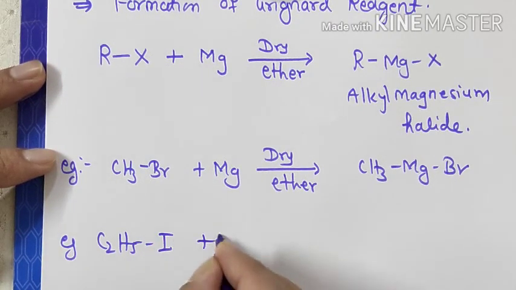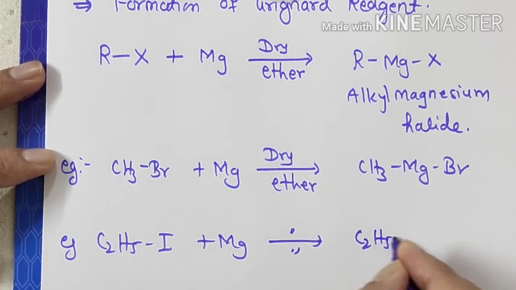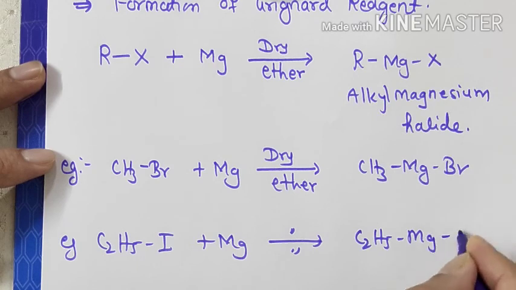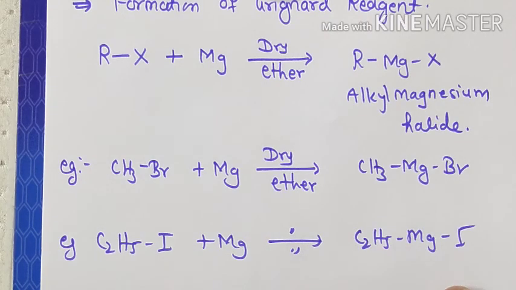Okay, I take C2H5I. Magnesium, condition remains the same, giving C2H5MgI, ethyl magnesium iodide. Okay, this is how the reaction takes place.